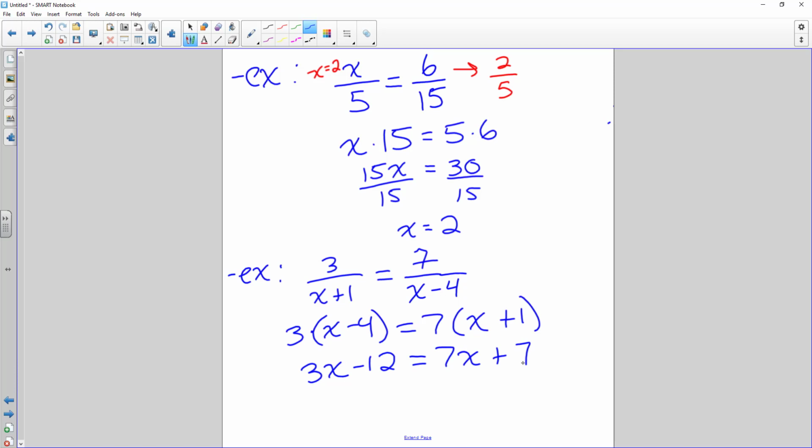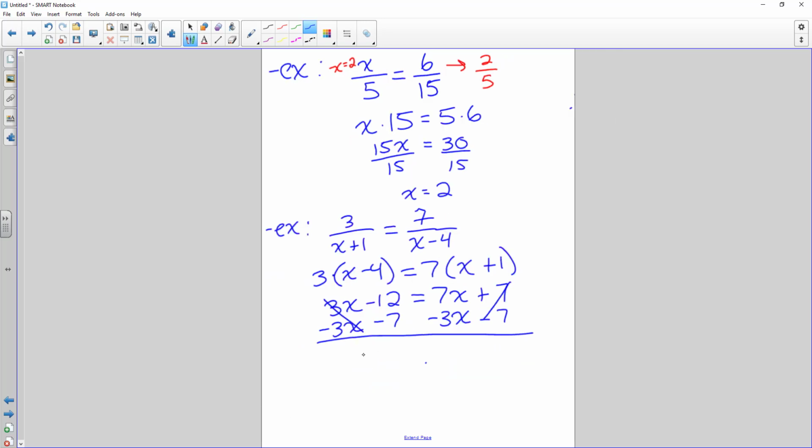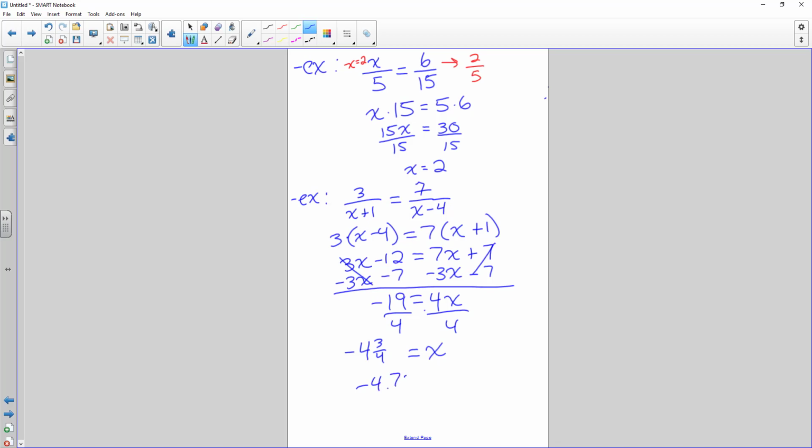So here I'm going to have to do a little rearranging. I'm going to subtract 3x on both sides to get my x's to the right side, and I'm going to subtract 7 on both sides to get my constants on the left. So this is going to be negative 19 equals 4x. Divide by 4, x equals negative 19 over 4. I could leave this as an improper fraction, or change it to a mixed number, negative 4 3/4, or we can have that as negative 4.75. Either way.